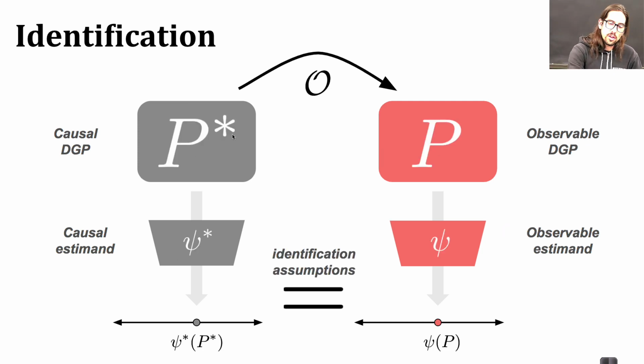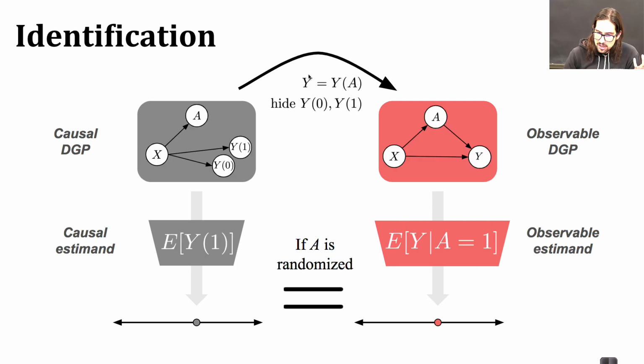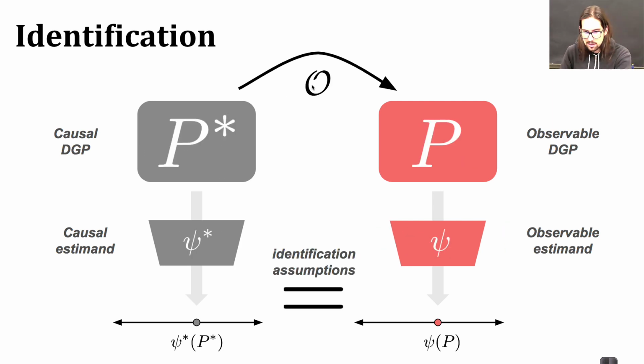And more generally, we can write it like this. So if we write the causal data generating process as p star, and we write that it transforms according to this observation model, like for example, y equals ya, more generally, whatever that is. There's maybe some data that we're missing, some data that we don't get to see.